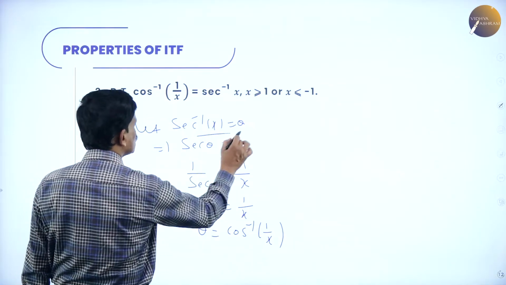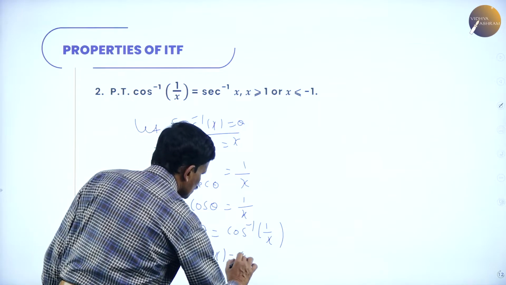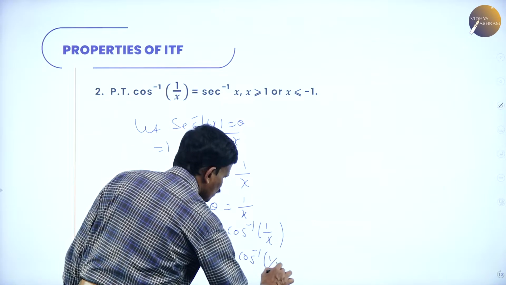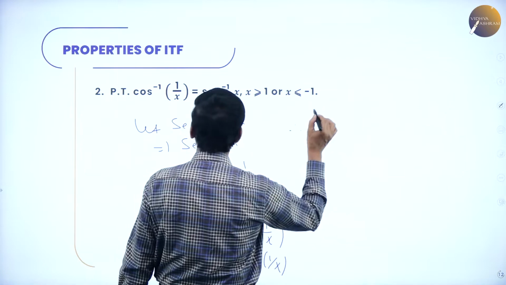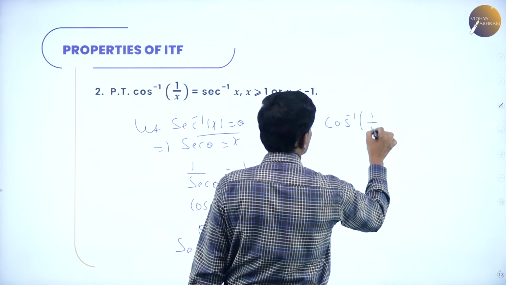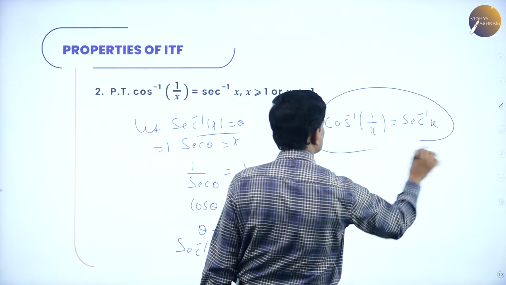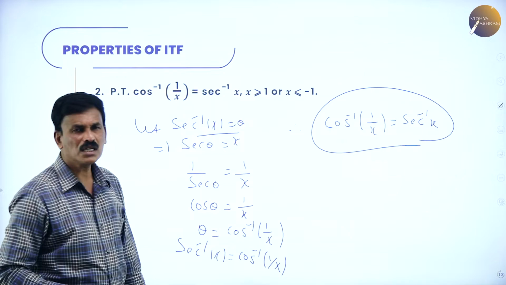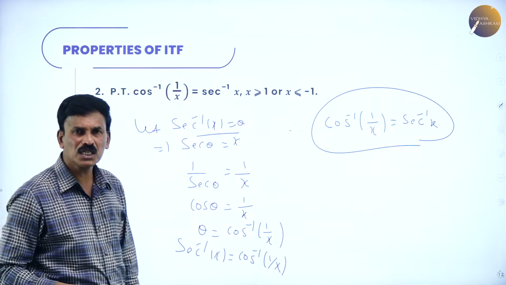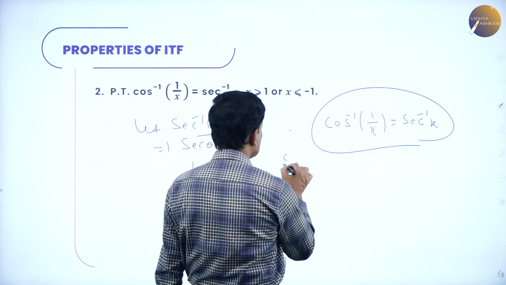Now, what is theta? Substituted. Secant inverse of x. So, secant inverse of x is equal to cos inverse of 1 by x. So, therefore, you can say that cos inverse of 1 over x is also equal to secant inverse of x. That's it. Cos inverse 1 over x is also equal to secant inverse of x, or secant inverse x is equal to cos inverse 1 over x.